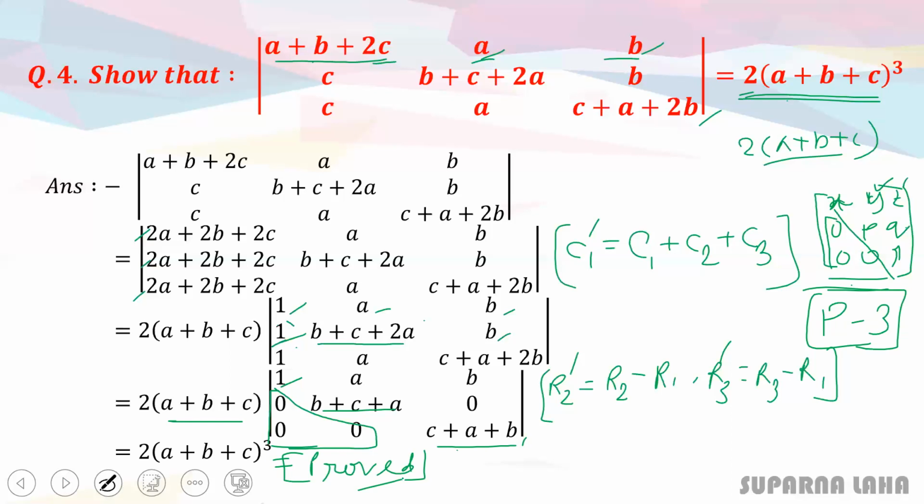Now we will talk about this triangular matrix, upper triangular, lower triangular. We will find these types of triangular matrix in different problems. So that time also I will explain it. So if you can't understand it, just rewind this video and listen to it again. Okay, so this is proved.